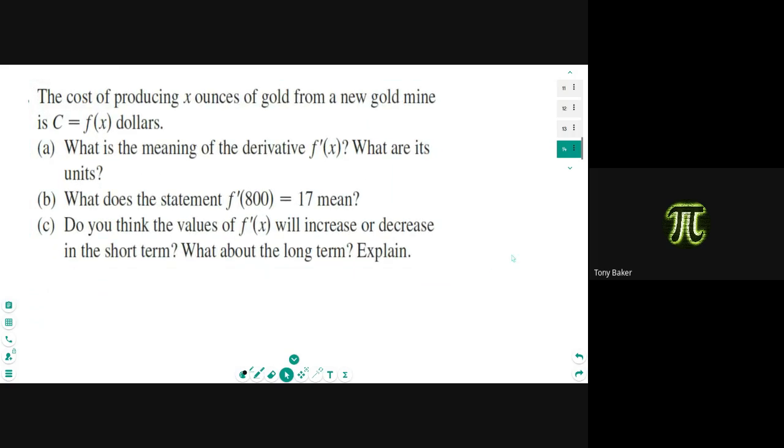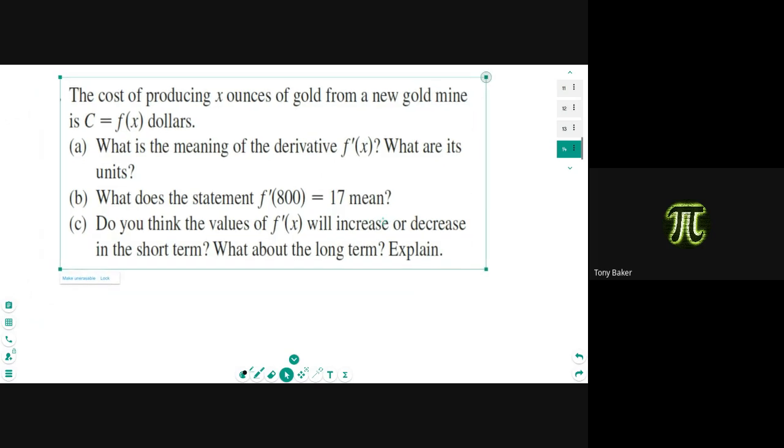Did you ever watch the show Gold Rush? They're trying to actually get gold out of the ground. All right. So the cost of producing x ounces of gold from a new gold mine is C equals f of x dollars.